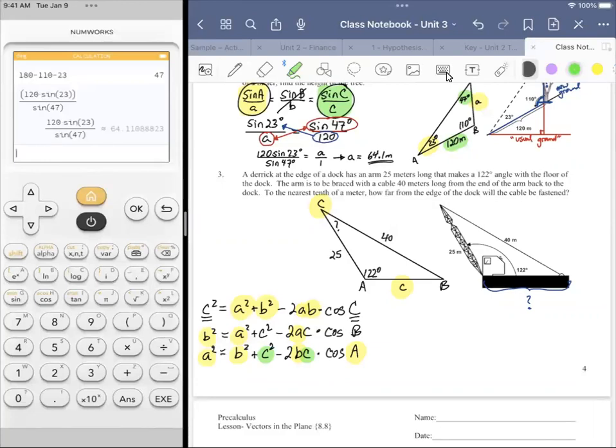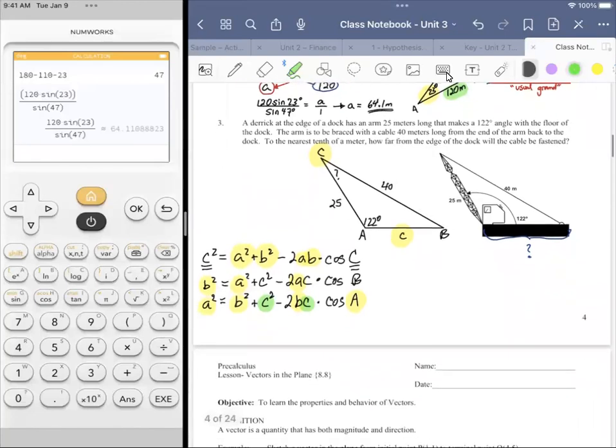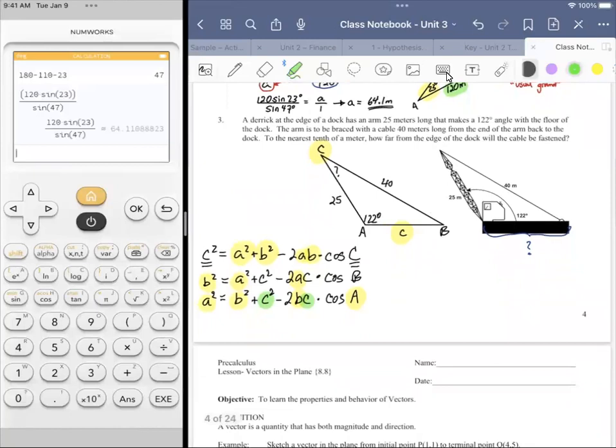All right. So if we go down this road, we'll be able to solve for side C without ever having to figure out angle C, which is kind of nice. All right. So I'm going to start making some substitutions. Side A is 40, so 40 squared is equal to B is 25 squared plus C squared is our unknown.